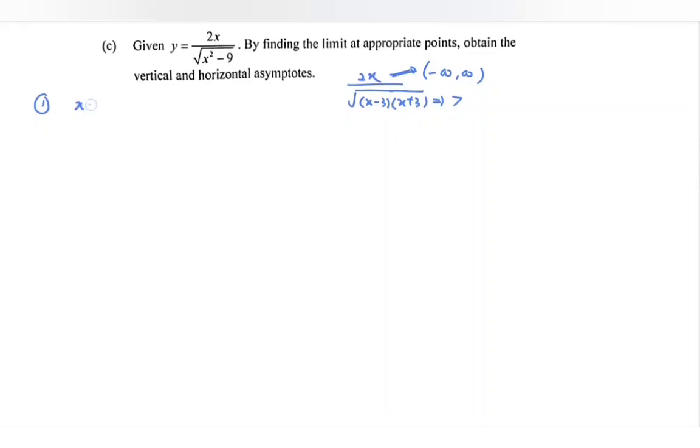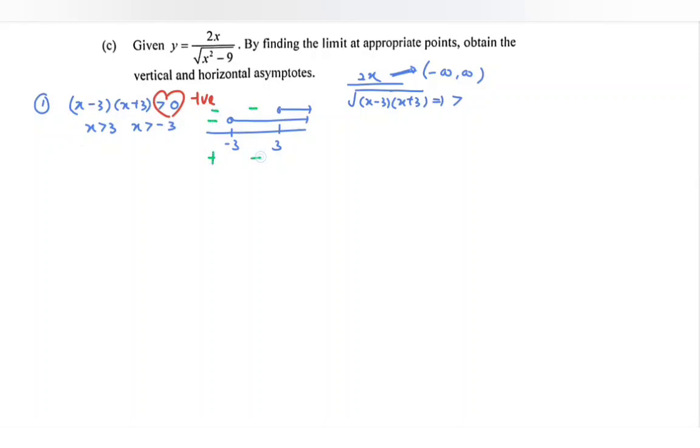So we can say (x minus 3)(x plus 3) is greater than 0. To determine the sign, we want the positive. Then x is greater than 3, x is greater than negative 3. By referring to the number line, we have negative 3 and 3 with empty circles, then here we have positive, negative, positive. So we prefer the positive based on the situation given. So the domain would be negative infinity until negative 3, union, from 3 until infinity. So that would be the domain for the graph f(x).